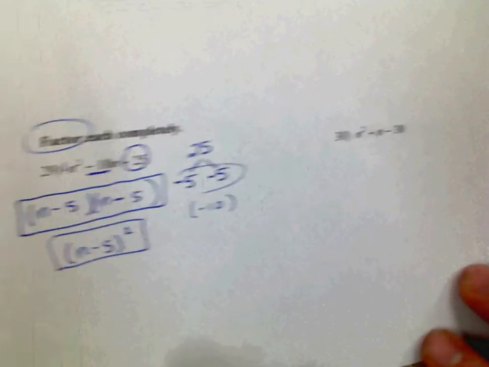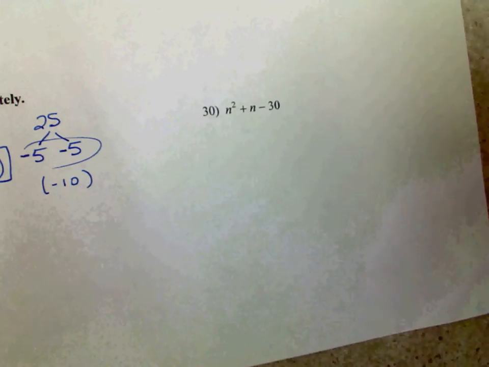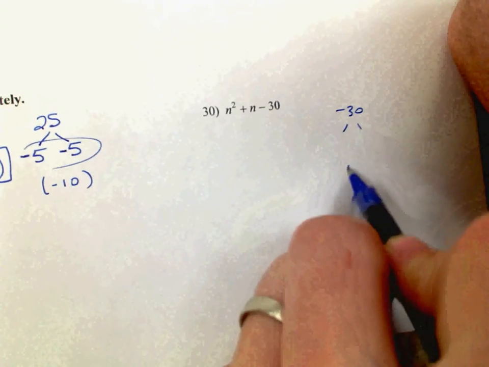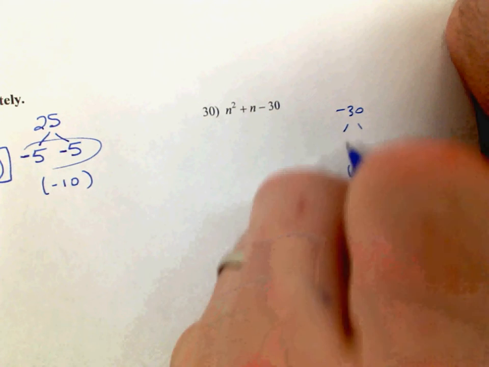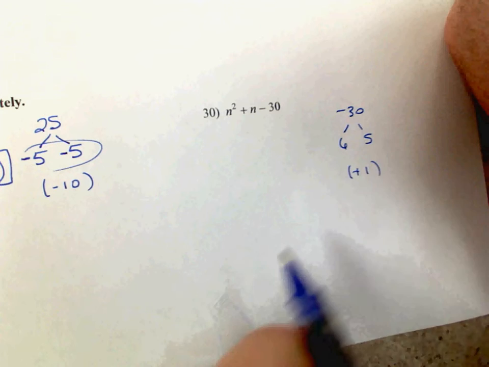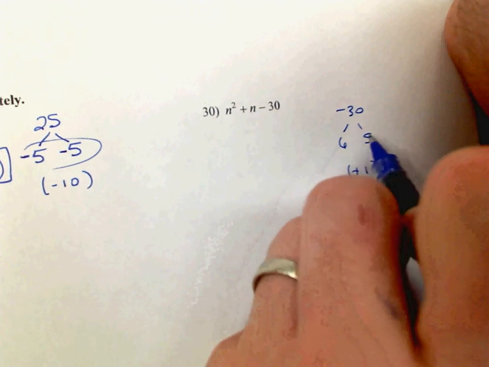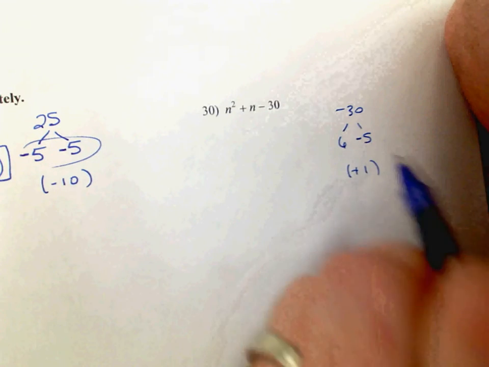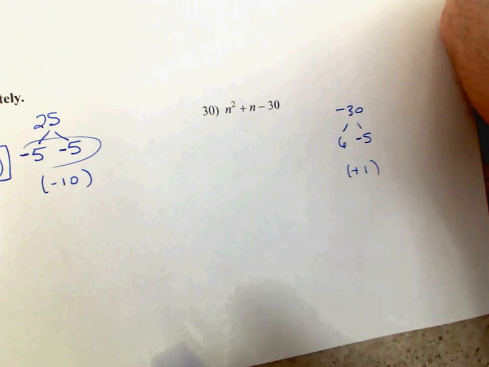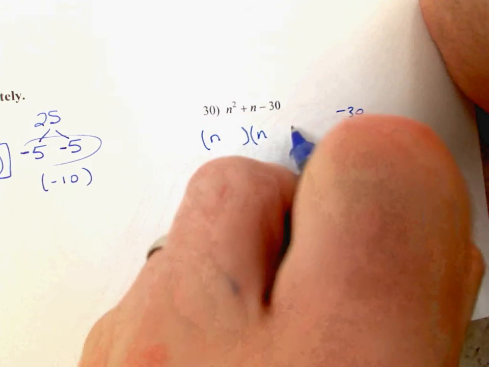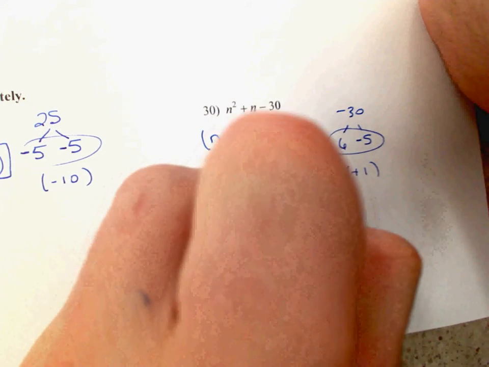Alright, 30. Same idea, factors of -30 that have to add up to 1. Well, I know that 6 times 5 is 30. Now it needs to be -30, and I have to add up to +1. So if then 5 is negative, 6 minus 5 is 1. And it'll multiply to -30. So those are my numbers, and again, split the n up. One of them gets a positive 6, the other one gets a minus 5.